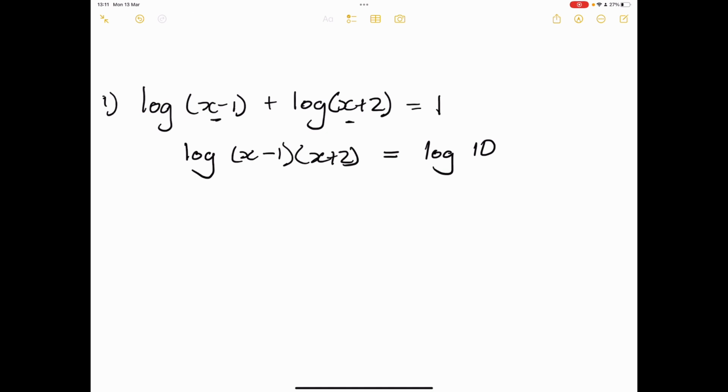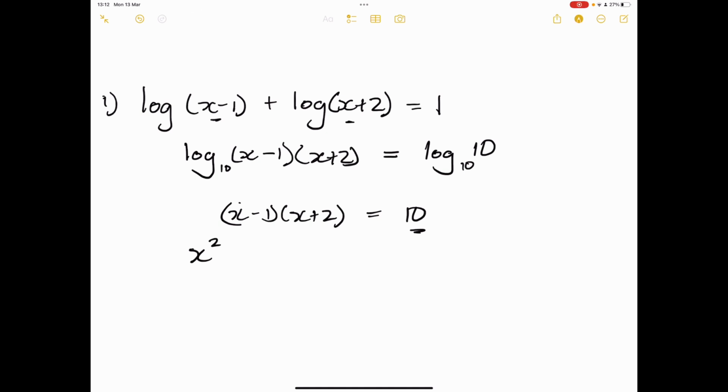Now in this case, what does it mean? It means that because both of them have got the same base, we can drop down the log. So x minus 1 times x plus 2 will give us 10. Do you see why factorization was such an important thing for us to learn? Remember, because it's not 0, we would need to multiply so that we make this a quadratic function in standard form.